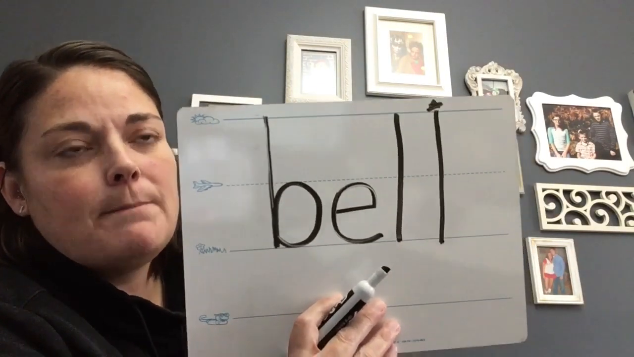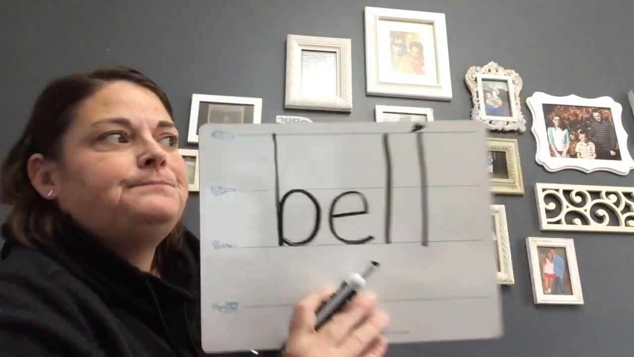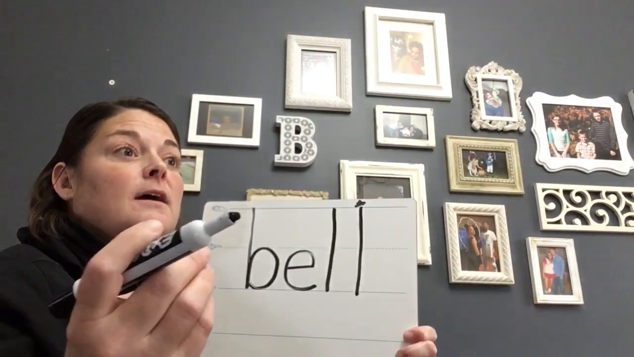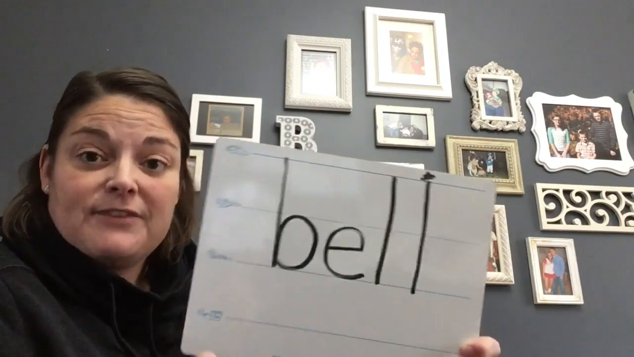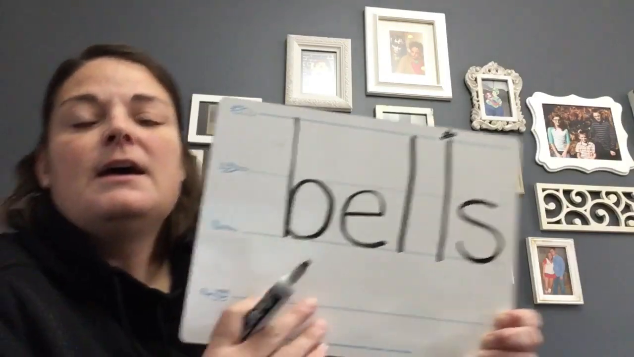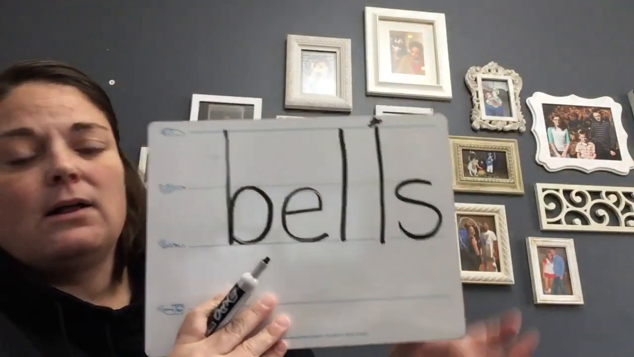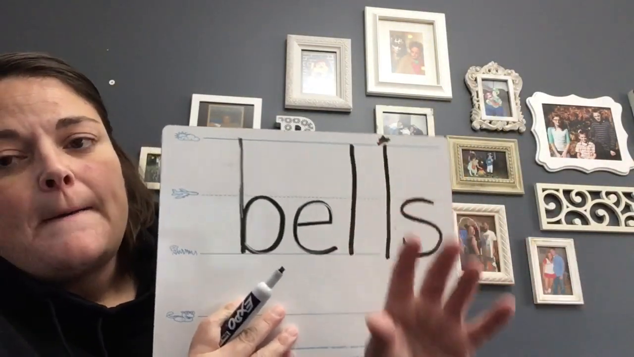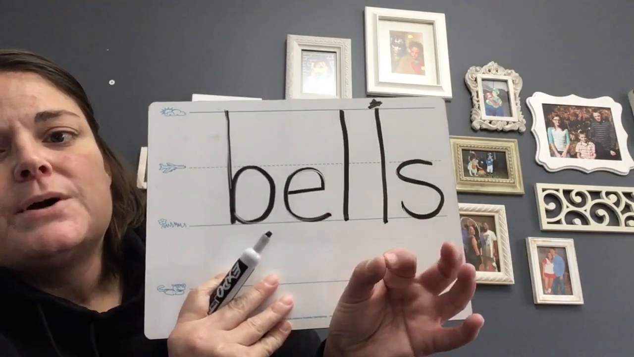How can we make the word bell plural? We add a suffix. Which suffix do we add? An S. We add an S. Let's tap and say bells. You ready? Let me move my hand.